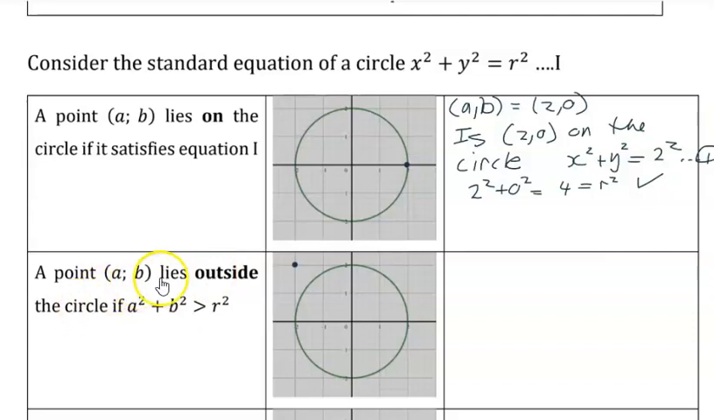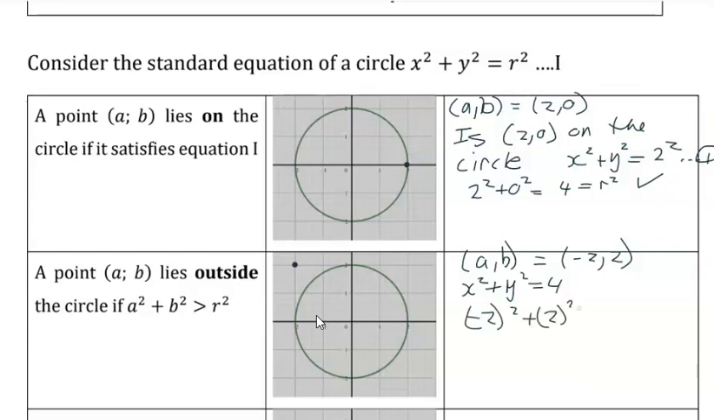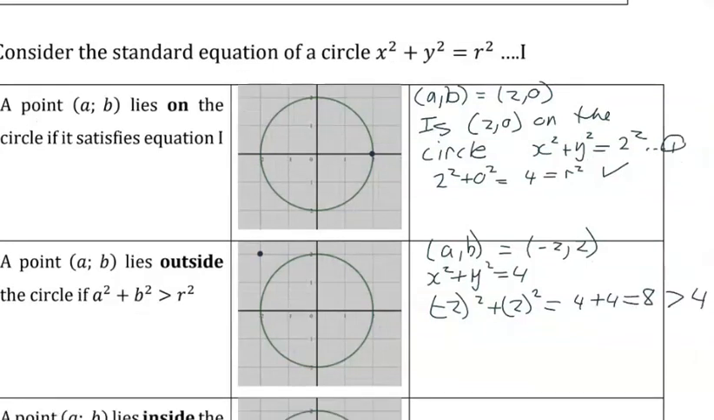If I look at any point outside the circle, like for instance here, if I read it off, then my AB here is equal to negative 2, 2. If I want to know whether that's on the circle, so if I look at x squared plus y squared equal to 4, then minus 2 squared plus 2 squared is equal to 4 plus 4, which is equal to 8. That is more than 4. That means it's outside the circle.